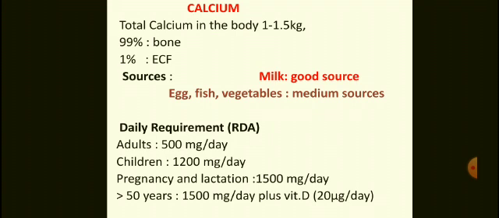The sources of calcium. Milk is a very good source of calcium. Other sources are egg, fish, vegetables. And the daily requirement or recommended dietary allowance for calcium: for adults, it is 500 milligram per day.